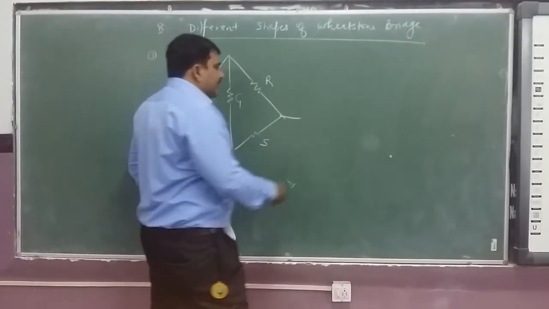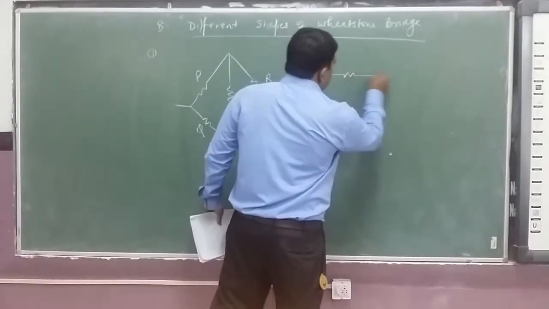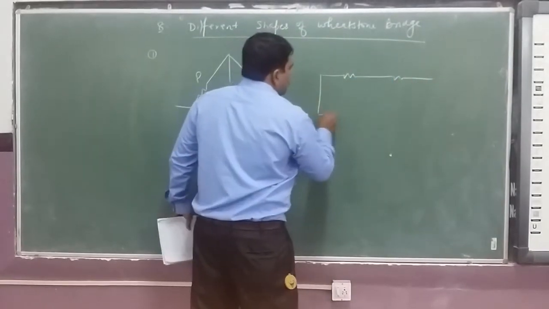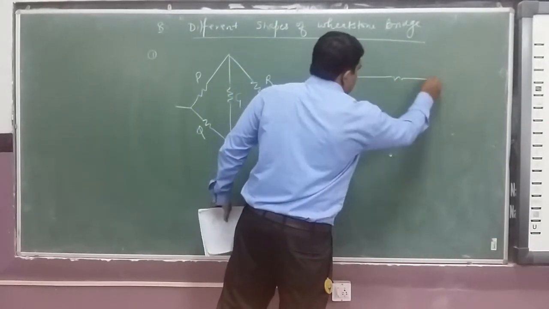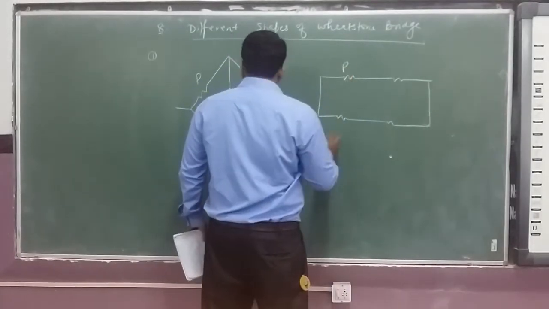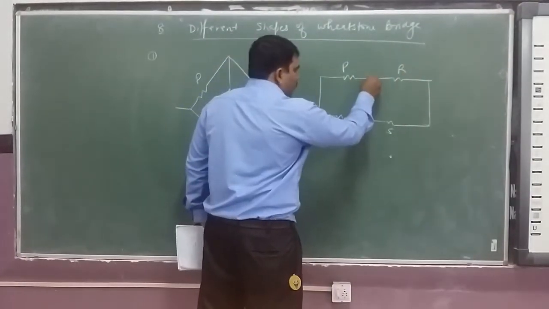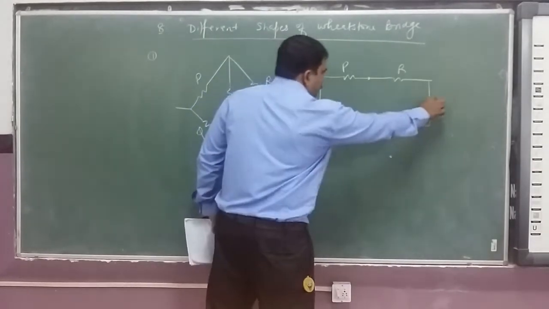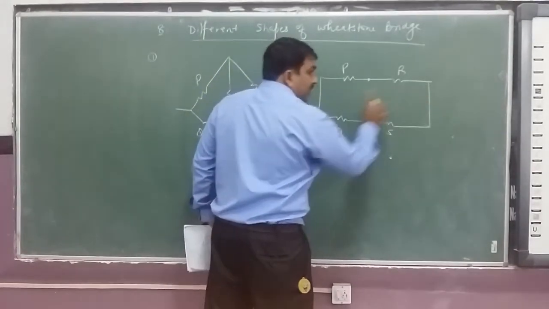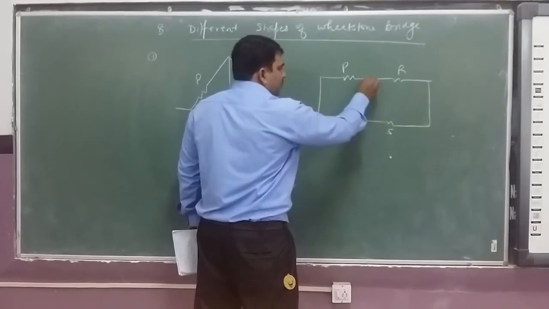Now we can draw the second shape of Wheatstone bridge. It is asked sometimes in this form also. This is again, you can see there are 4 resistors P, Q, R and S, and the 5th resistor is in between this point and this point. The 5th resistor should not be between this point and this point. It should be only between this point and this point like this.